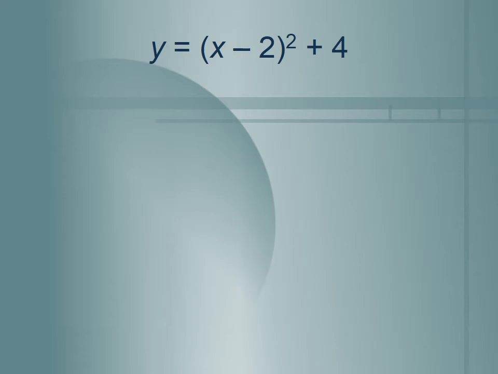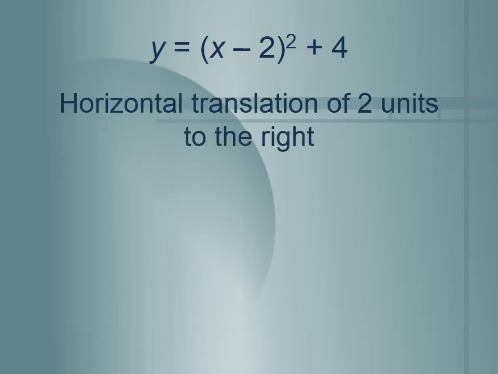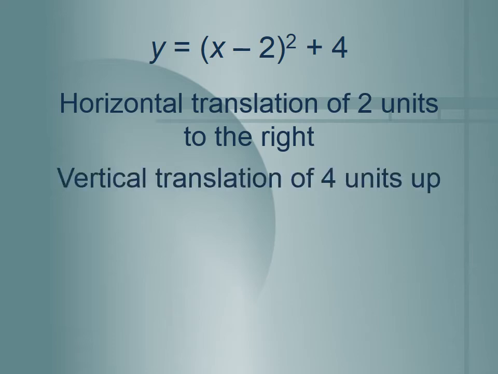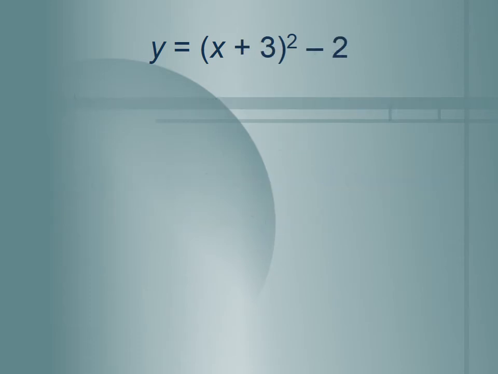So let's do some examples. We have y equals x minus 2 squared plus 4. So we know that the minus 2 right there means that we're going to move right 2. And then the plus 4 at the end means we're going to move up 4. So our vertex is going to be 2, 4. So notice the minus 2 becomes 2 for our vertex. And then the plus 4 is going to stay 4 because our k value is just whatever our k value is.